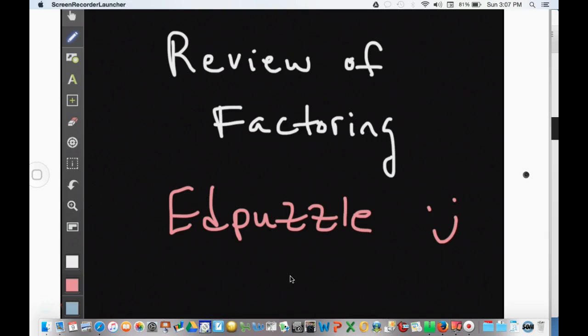It's going to be a quick review of factoring. My goal is to kind of get the rust off of you, and after that, tomorrow we'll do an activity in class with lots of factoring, and some will be very challenging.